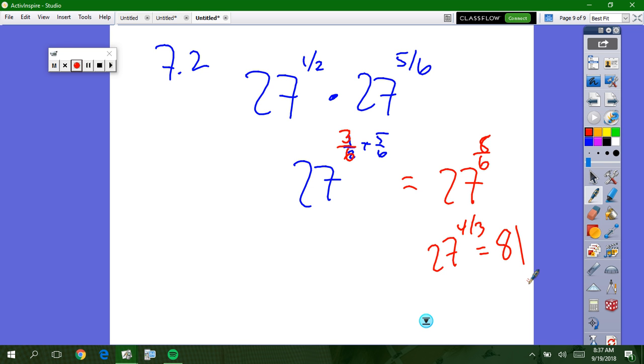Anybody help me? What did you say, Ben? Cube root of 27 is 3. So now I'm at 3 to the 4th, which is 81. Right?